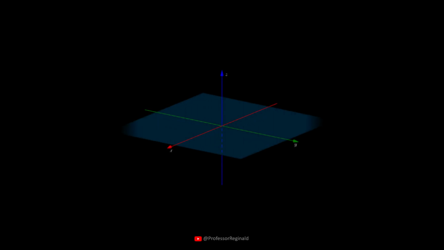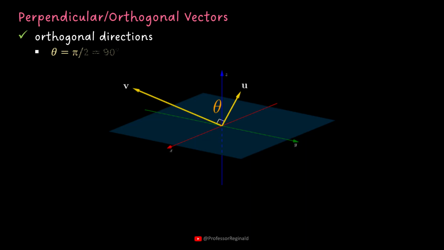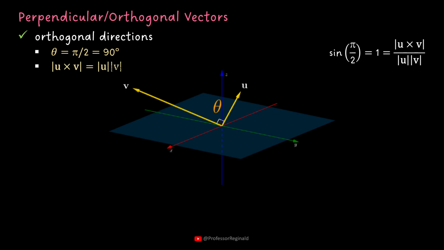Let us draw the two vectors in 3D space. The computed angle is this angle between the two vectors. These vectors are called perpendicular or orthogonal vectors, because they point at orthogonal directions, which means the angle between them is pi over 2 radians or 90 degrees. The sine of this angle is always equal to 1. So this means that the norm of the cross product is equal to the product of the norms. And it points in the direction that is orthogonal to both u and v.